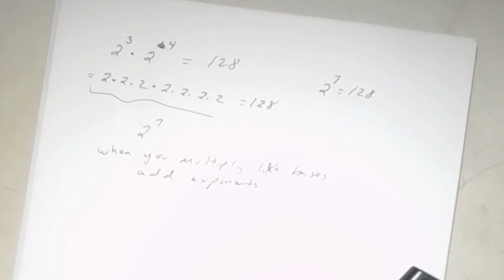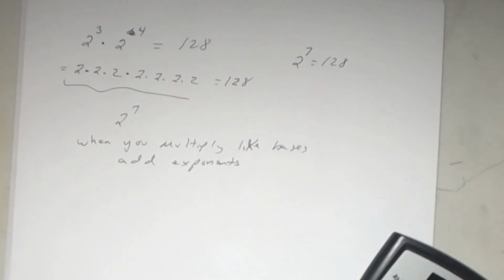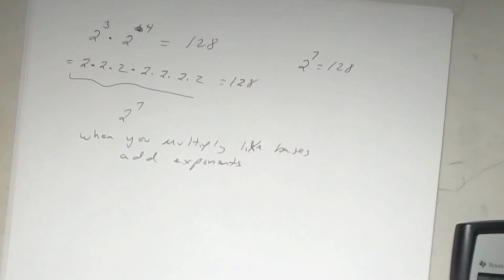All right, so you're going to keep the base. So you keep the base. Notice I kept the base. The base was 2. So I kept the base, but just added the exponents.